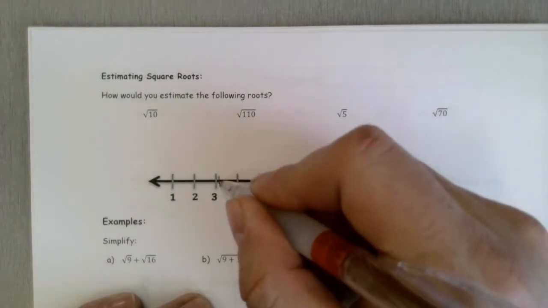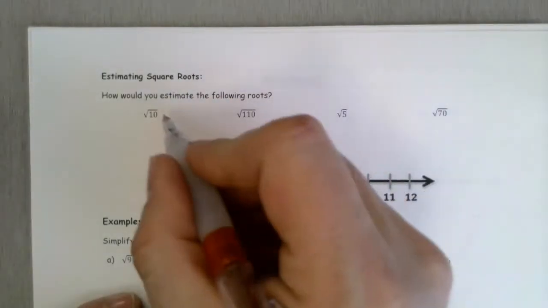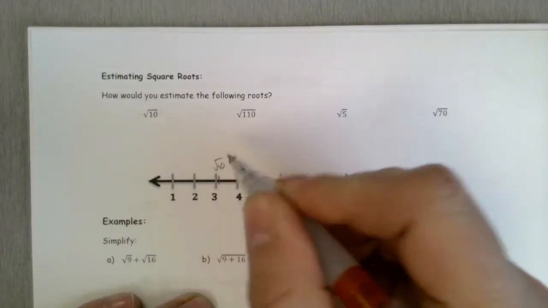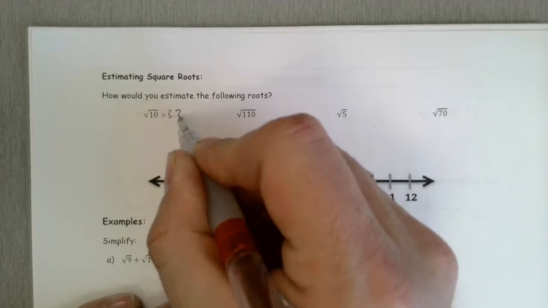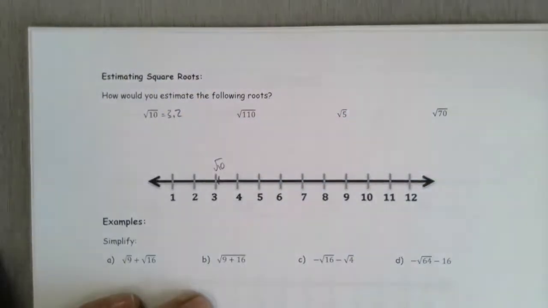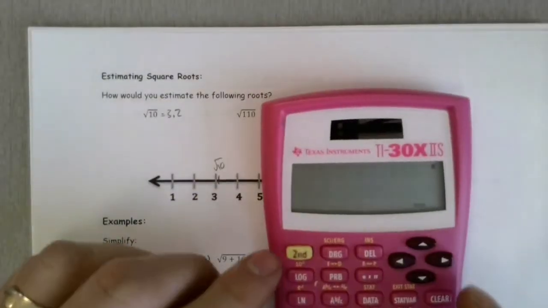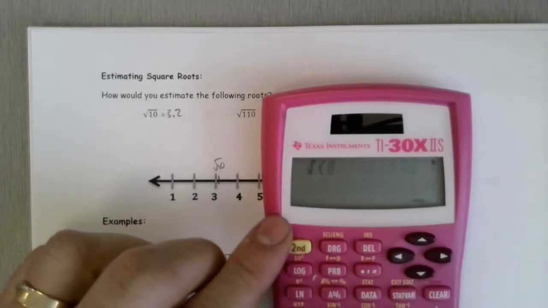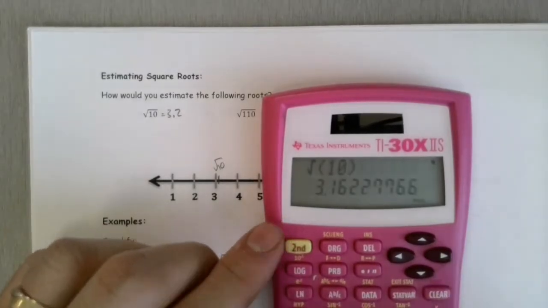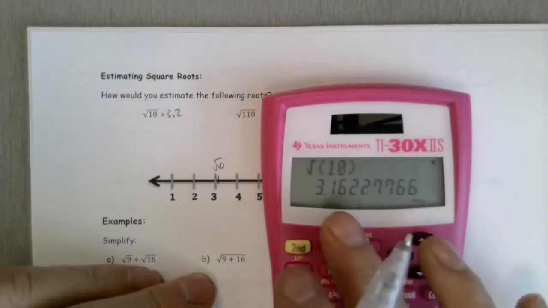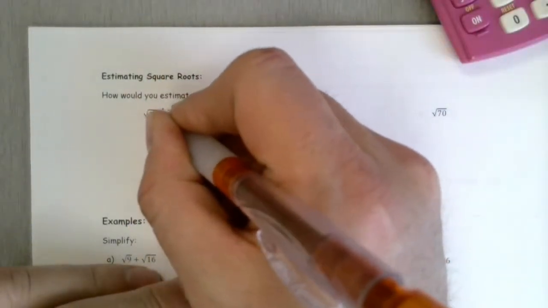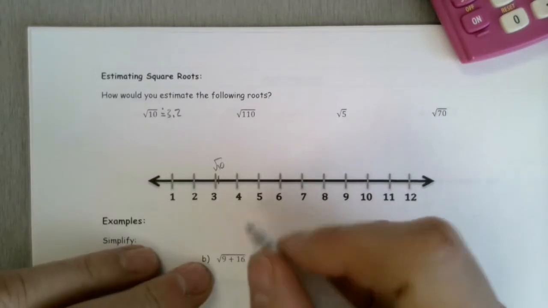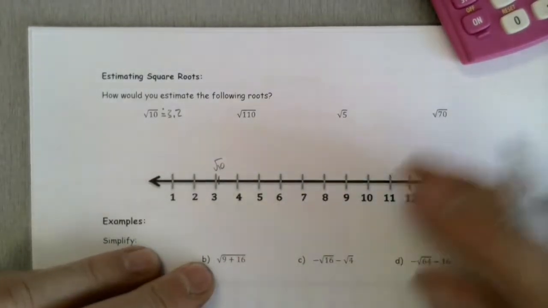So let's just take a quick stab at this. Let's say that here's my root 10. I'm going to guess that this is approximately, let's say 3.2. Okay? Now I'm going to go to my calculator. Square root of 10, and look at that. To the nearest 10th, that is in fact 3.2. Awesome.